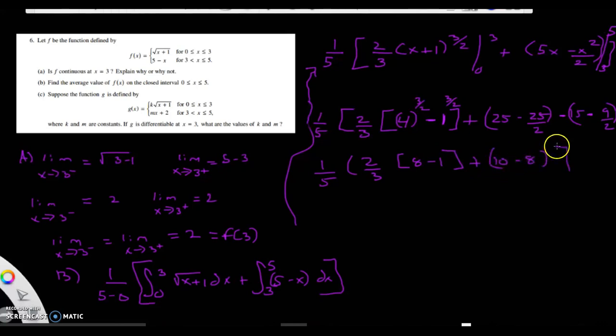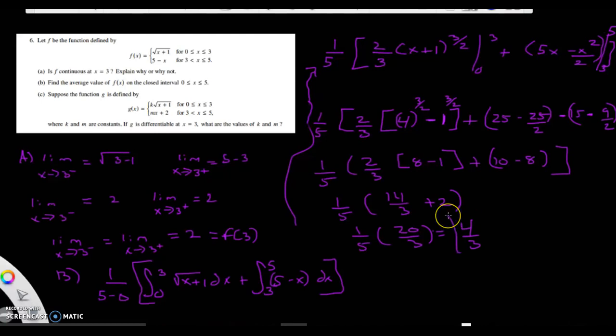That's not the issue. So now I'm going to get 1/5, bracket, 14/3 plus 2. Okay, getting there. 1/5 times what's that, 20/3? So now I'm going to get 4/3. Yep. Okay, that took a little bit of time.